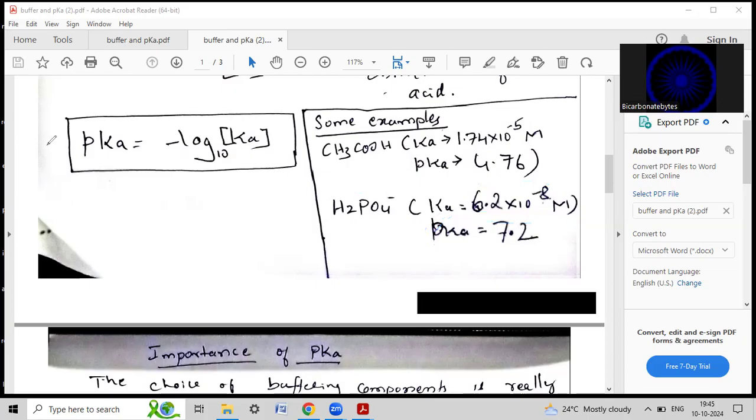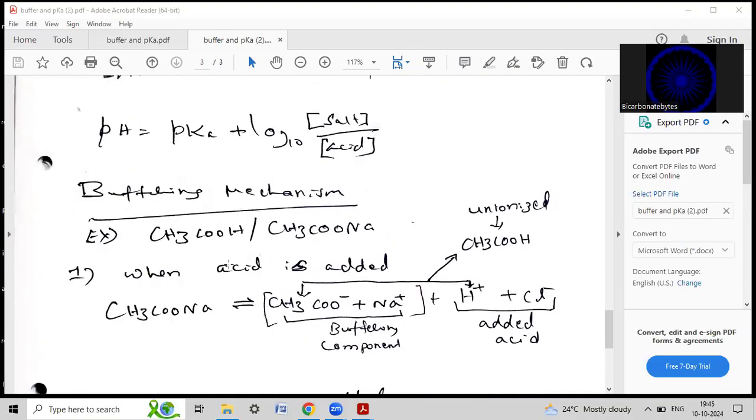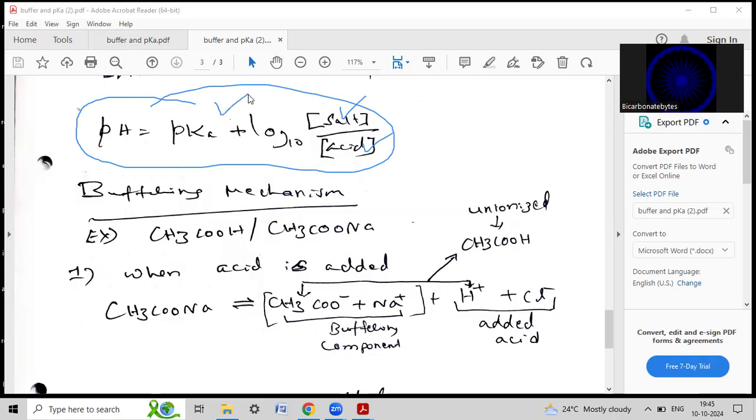Now, let's spend some more time quickly trying to understand how buffers actually work. In order to prepare a buffer, you just need to take the conjugate base and the acid of a buffering system as per the Henderson-Hasselbalch equation: pH is equal to pKa plus log to the base 10 of salt by acid. It's as simple as that. The derivation of this and the practical problem on utilizing the Henderson-Hasselbalch equation to determine these concentrations, I'll do in another video.